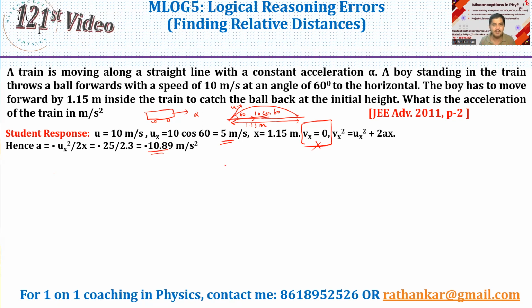And finally, what he did was he said, no, sir, I took the magnitude. You should take the magnitude and you should write this 10.89. Okay, totally incorrect. The concept itself goes away. Now, why did he do this? Because he made a mistake here.